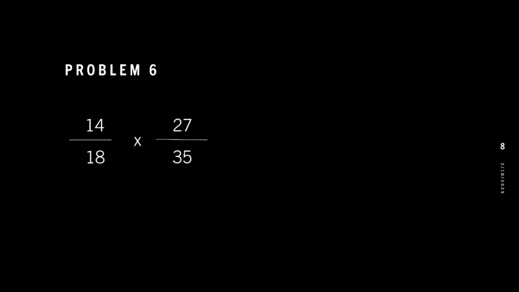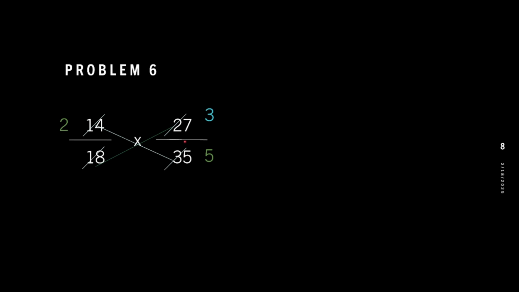Alright, so for the final question, try to see what you can come up with and pause the video for more time. Okay, so same thing again. Look at the 14 and the 35. You can see that these two can be simplified. And by doing that, you can divide them both by the number 7. So when you do that, you're going to get 2 when you divide 14 by 7. You'll be getting the 5 when you divide 35 by 7.